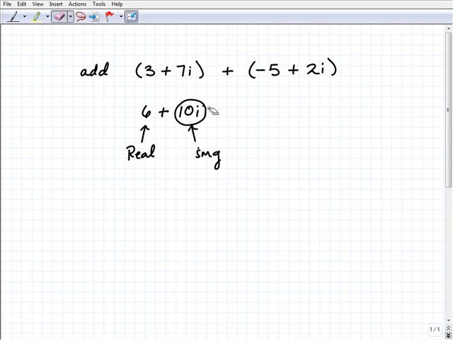So the appropriate language or definition here is two complex numbers, not two imaginary numbers. But anyways, that's something I think students often confuse. I wanted to clear that up. All right, how do we add these two complex numbers?